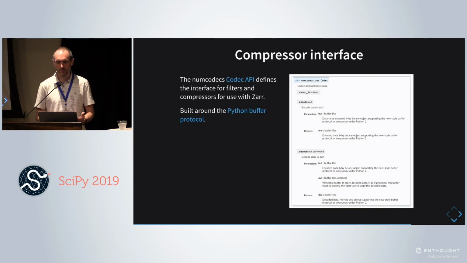And if you want to write a new compressor, you have to implement this codec interface. That means that you basically need to implement two methods, encode and decode. And they use the Python buffer protocol. So it's expecting to receive and then return anything that supports the Python buffer protocol.